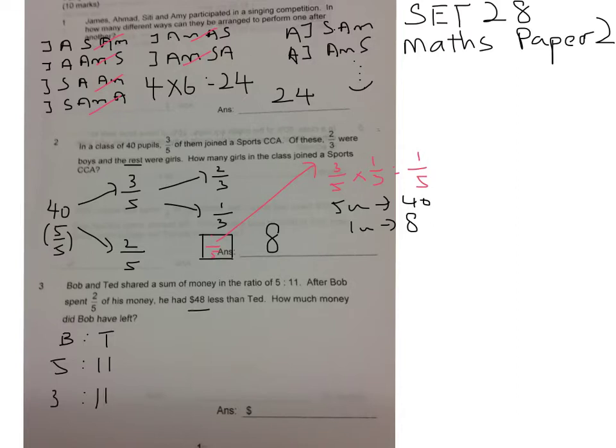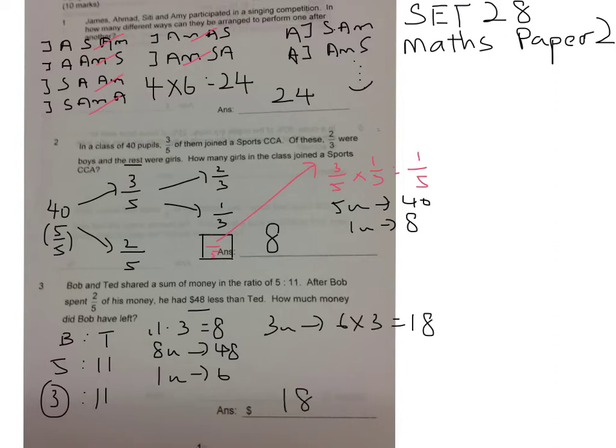He had $48 less than Ted, so 11 minus 3. Okay, that will be actually 8 units. So 8 units give me 48. 1 unit is actually 6. How much money did Bob have left? Okay, Bob left 3 units, so 6 times 3 equals 18. Okay, Bob actually left $18.